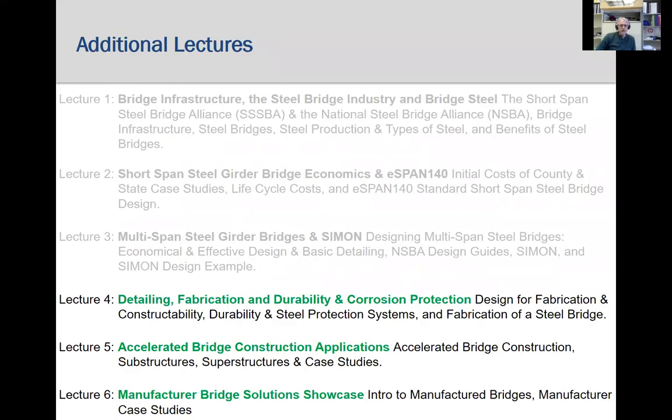That concludes Lecture 3. In Lecture 3, we looked at how to get a good initial design for continuous span steel bridges, considering span, girder depth, and girder spacing layouts, and the analysis and optimum design software package Simon from the National Steel Bridge Alliance. In Lecture 4, we will go into more detail on practical and economical detailing and fabrication processes for steel bridges. We will also look at corrosion protection systems such as weathering steel, stainless steel, galvanizing, metallizing, and painting. Lecture 4 will also show the process of fabricating a steel bridge in the shop.